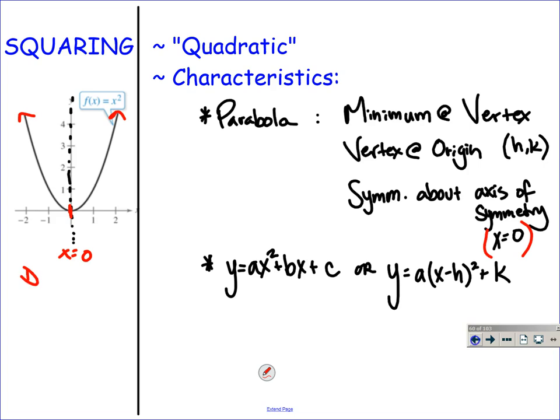Infinite. All real numbers. Can I just stop writing the x because you know domain is x? Is that okay? Yes. Okay, but what about the range?